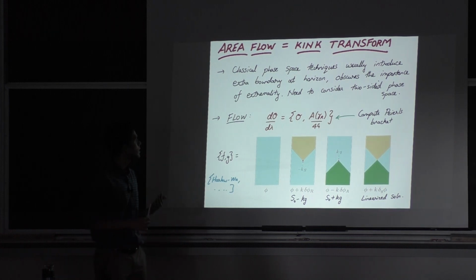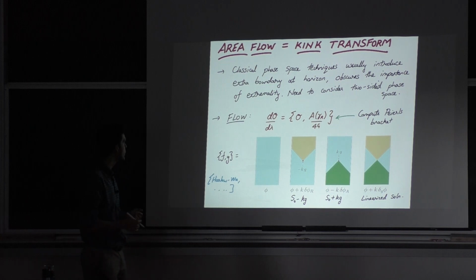The issue with that is it really obscures the importance of extremality. We saw that in the Kink transform, extremality was really important to satisfy the constraint equations, and that really required gluing these two wedges together. And somehow this is something that people in the classical phase space literature haven't ever cared about.